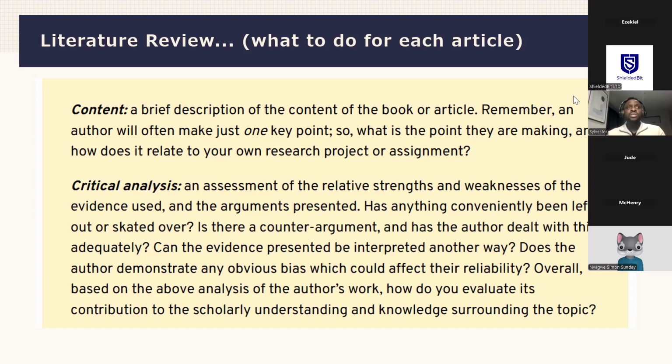Critical analysis doesn't mean to criticize per se, it's not to talk down on the work. No, you're just looking for something where you can offer another perspective to it. Can the evidence be presented or interpreted in another way? For instance, if there is a stimulus they introduced, maybe they said that AI is now making young ladies dumb or something, and that is their conclusion.